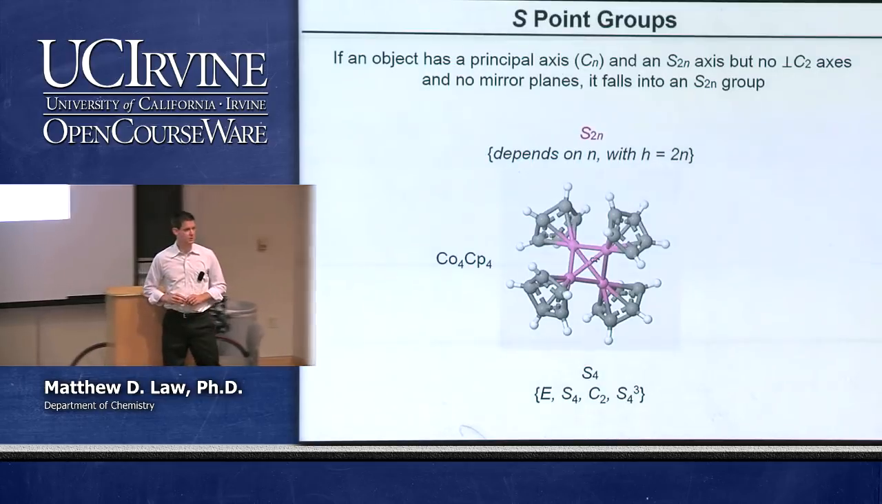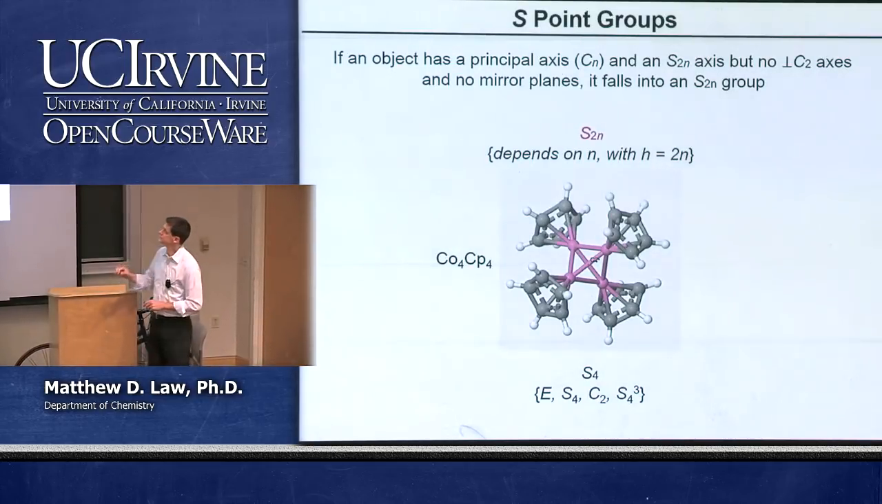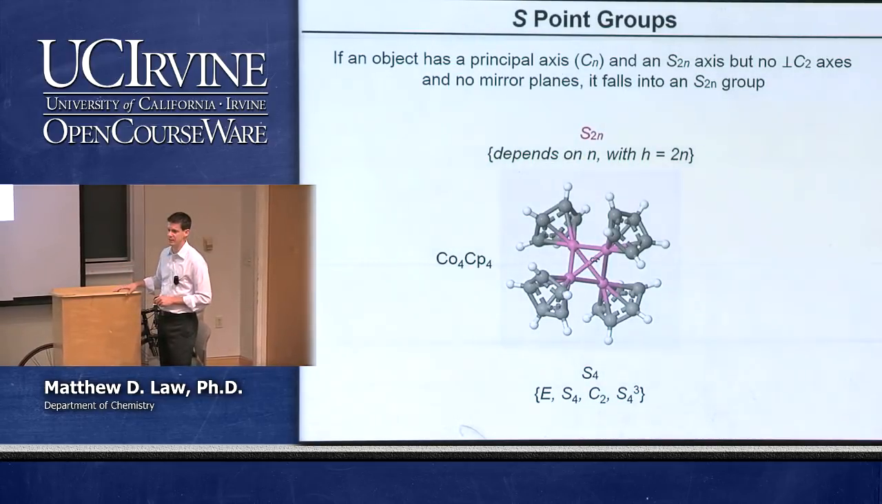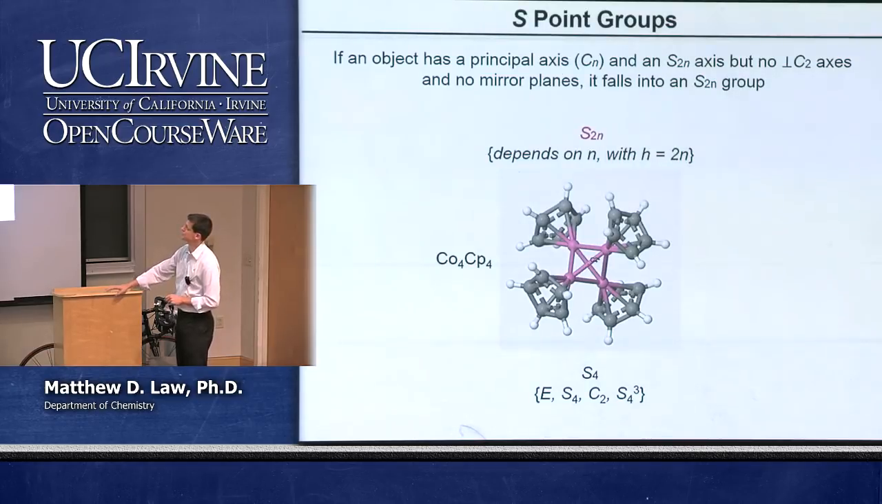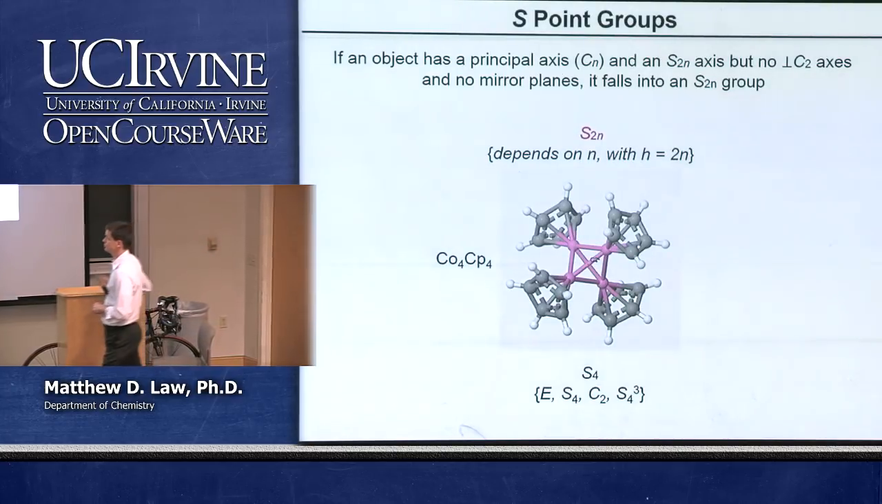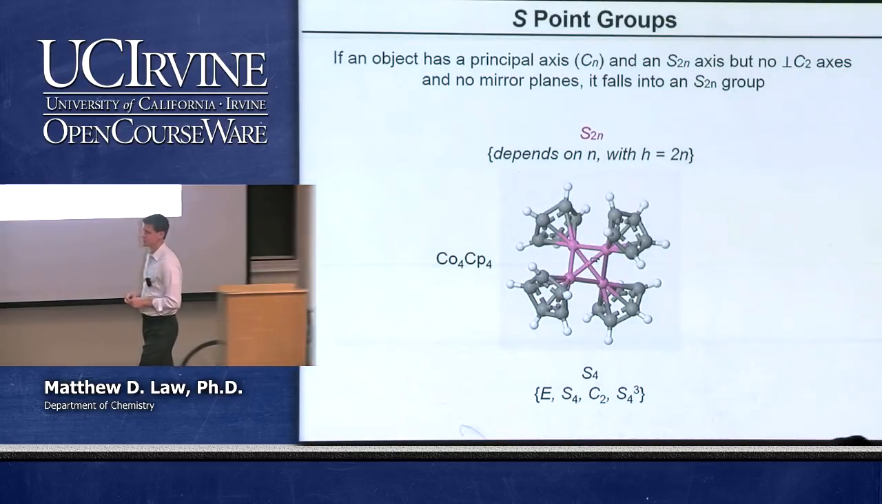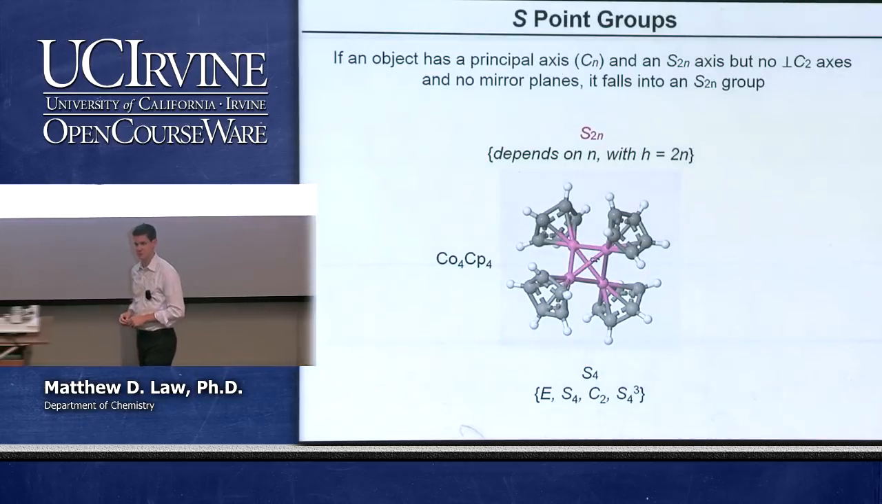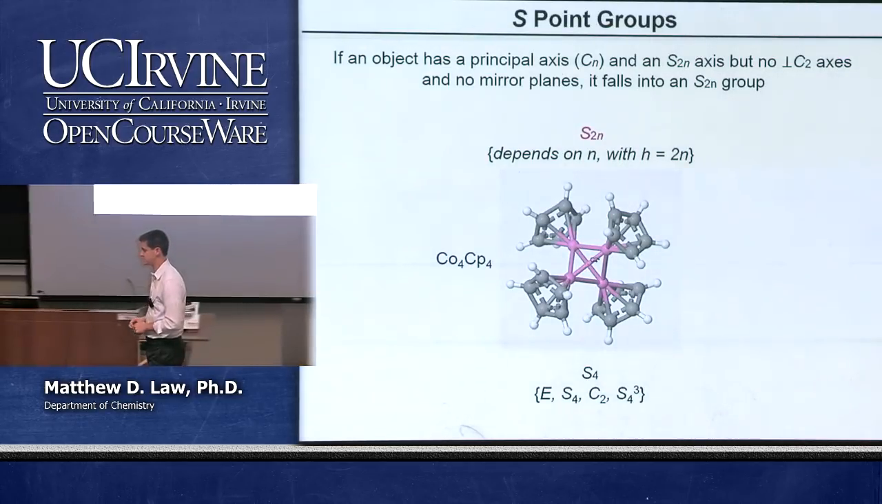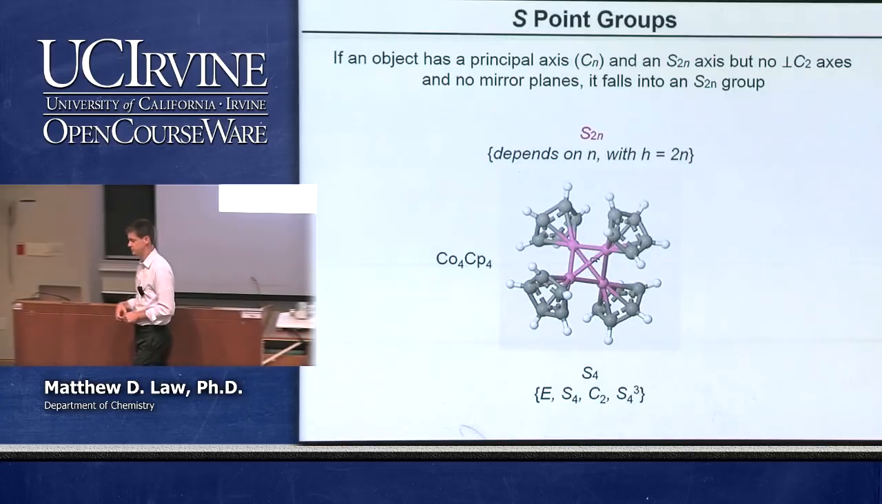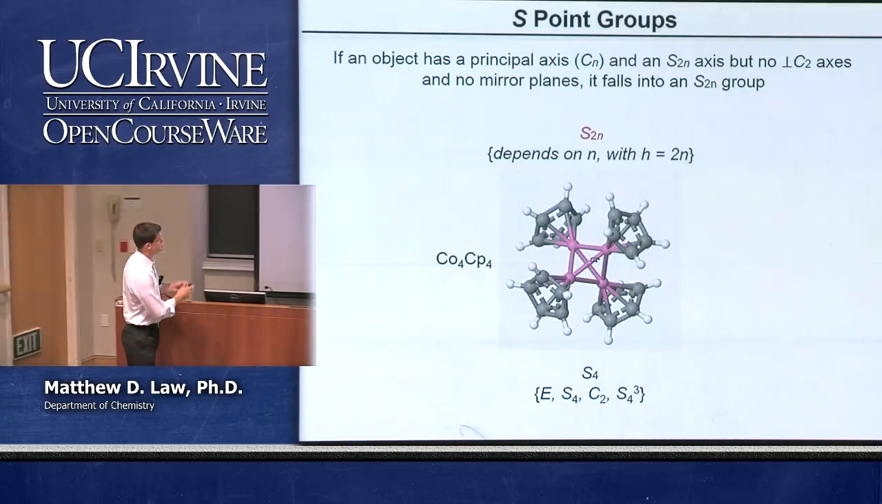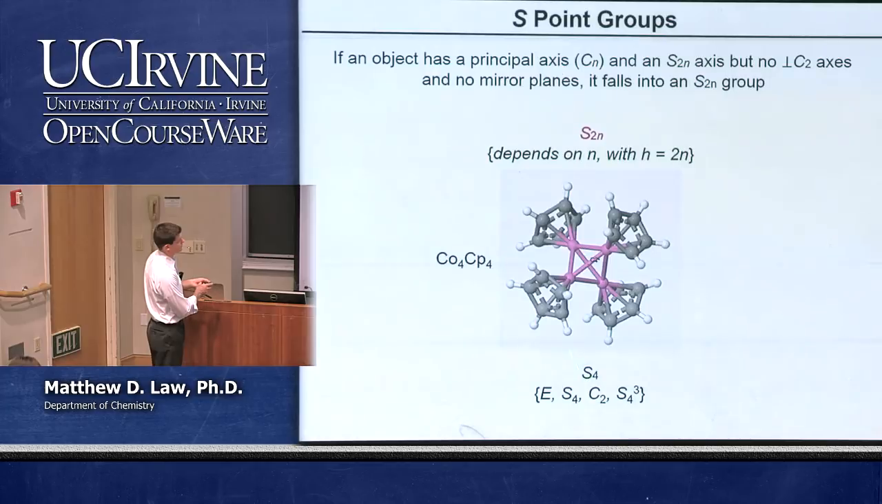The final point group are the S point groups, and there's only one kind. It's typically labeled as S2N. If an object has a principal axis and it has an S2N axis parallel to that principal axis, but it has no perpendicular C2s and no mirror planes at all, then it's going to be an S2N point group. These are much rarer than a lot of the other point groups, so we won't encounter this, maybe not at all, other than this example. Okay, we'll see. So here's an S4 example.